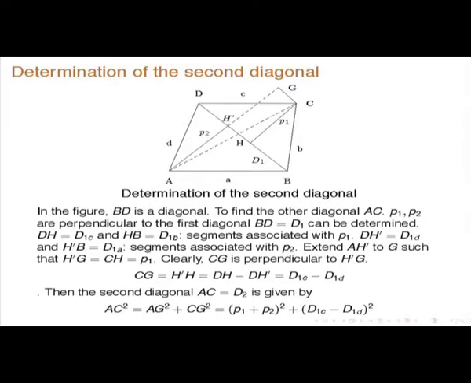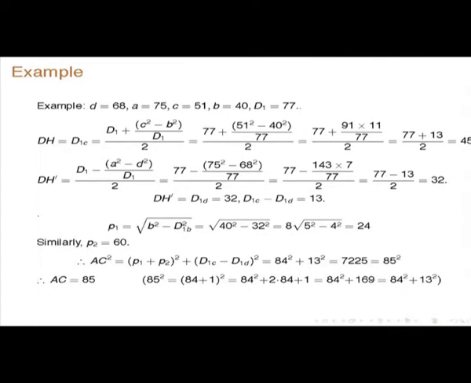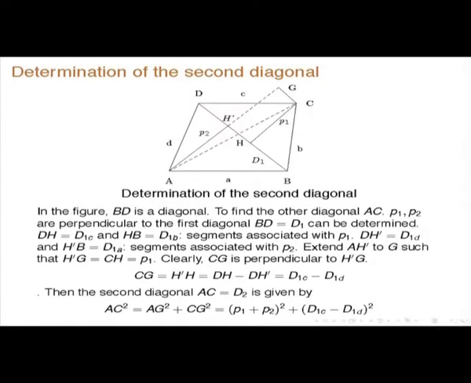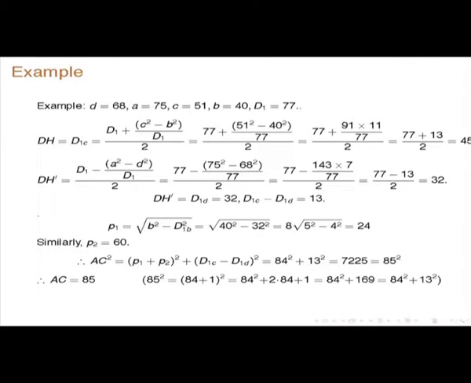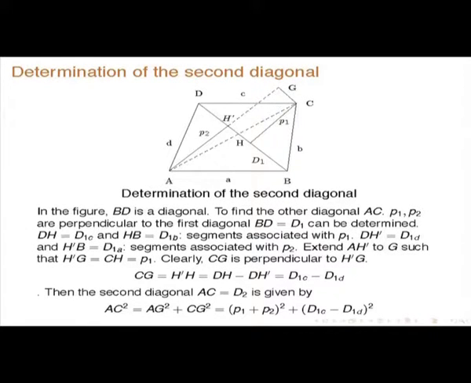For instance, he gives an example where D is 68. The sides are 68, 75, 51 and 40, and this diagonal is 77. Then it is only a matter of details. You can find the segments and all that, and finally you get the second diagonal to be 85. So, you get the point. You are given A, B, C, D and this diagonal, then you can get the other diagonal AC using this method.